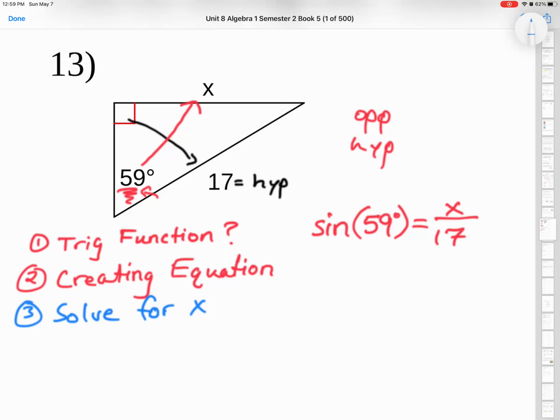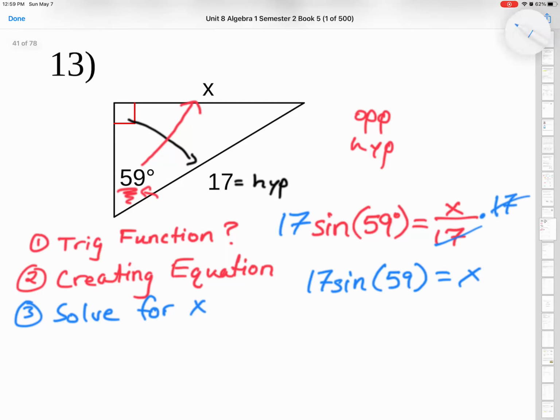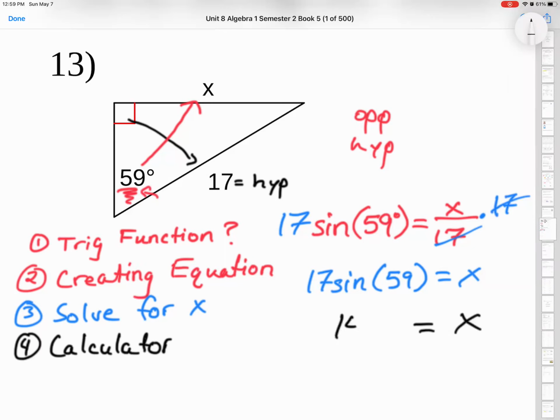And so to solve for x, we're going to multiply both sides by 17. And when we do that, the 17s cancel here. So we have 17 sine of 59 equals x. And then lastly, we pretty much just calculator this. And so when we plug this into the calculator, we end up with a value x coming out to be about 14.6.